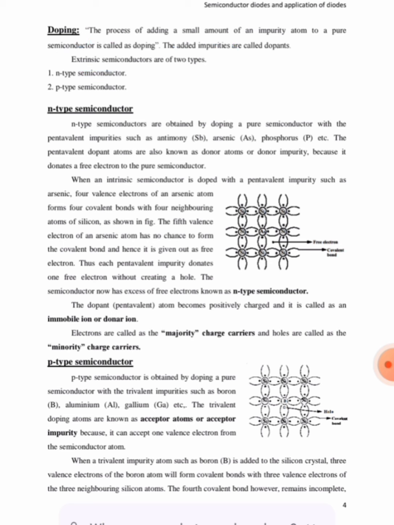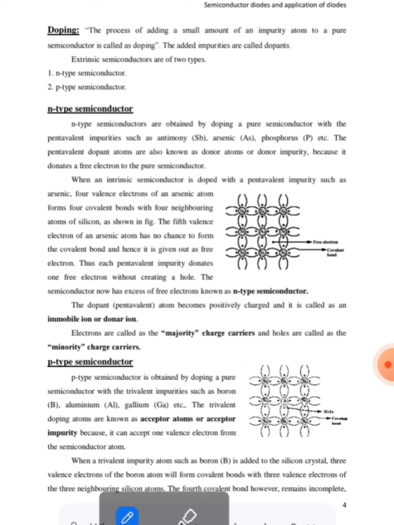Now let us see what exactly is the meaning of N type semiconductors. N type semiconductors are obtained by doping a pure semiconductor with pentavalent impurities. Pentavalent means an atom which has 5 valence electrons. That is, in the last orbit of the atom there are 5 electrons. Penta stands for 5. So we are going to add atoms which have 5 valence electrons to a pure semiconductor.